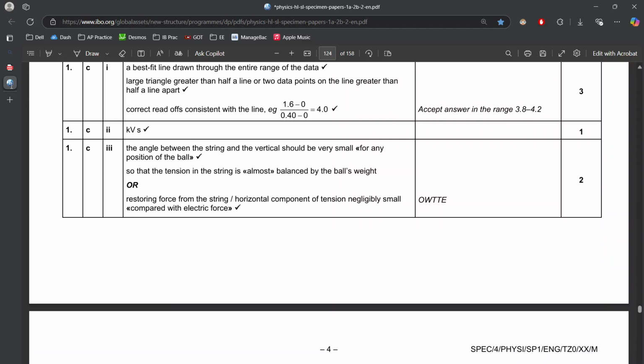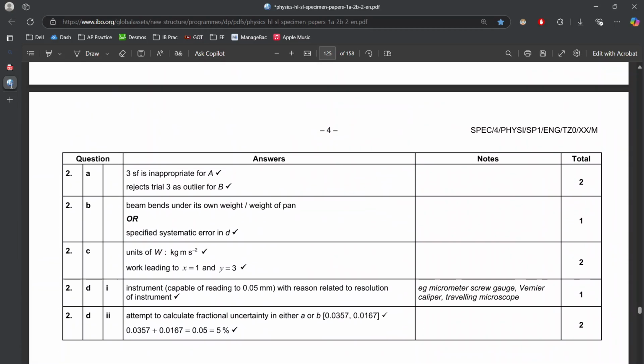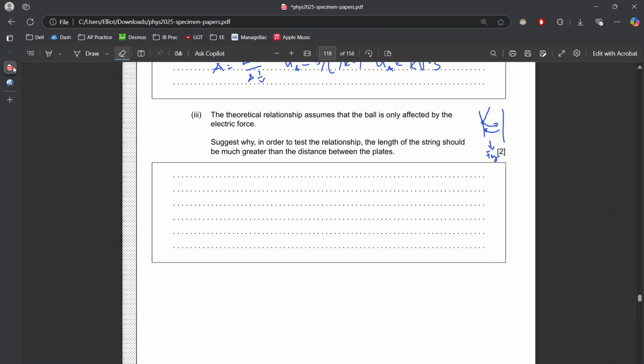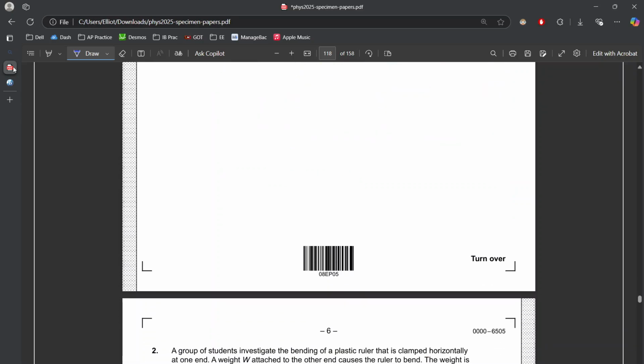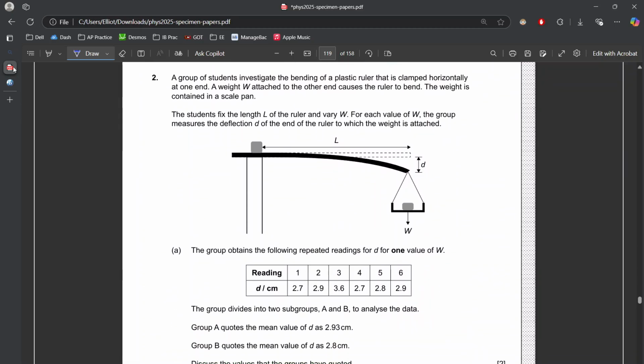The tension is almost balanced by the volt. Okay, so I would have missed this first mark because I didn't mention the tension or the angle. You see, the restoring force of the string should be negligibly small. So I actually would have gotten 0 marks for what I said, which is lovely to know. Now let's go on to question 2. So I got a big fat goose egg. Alright, moving forward.